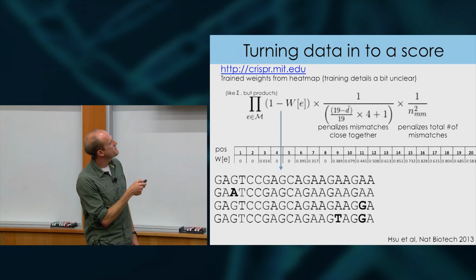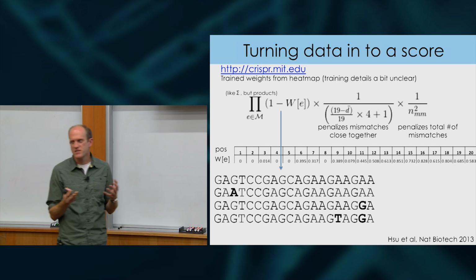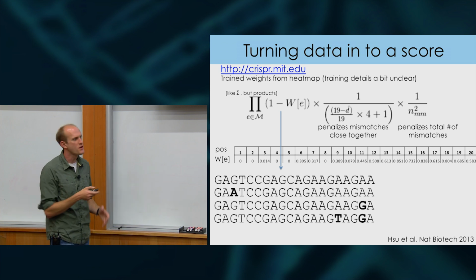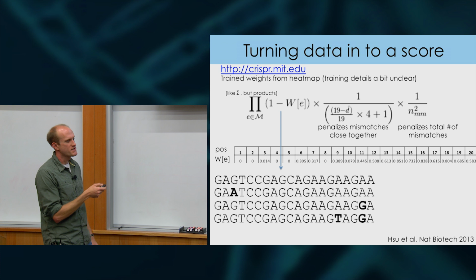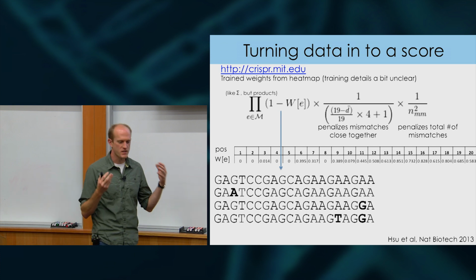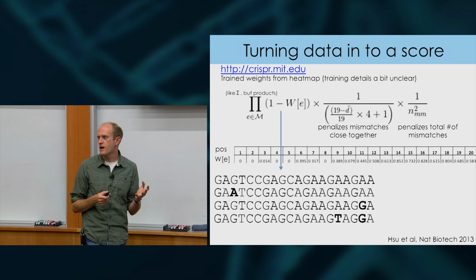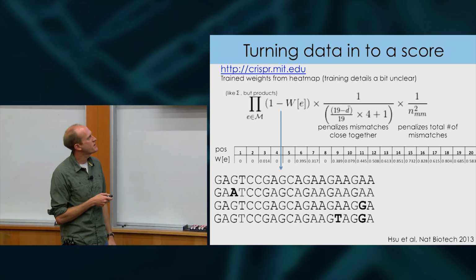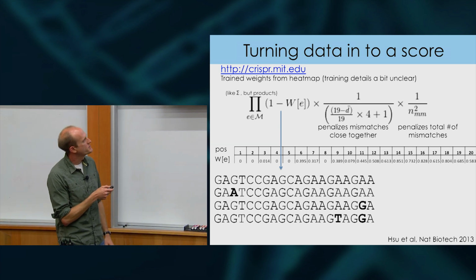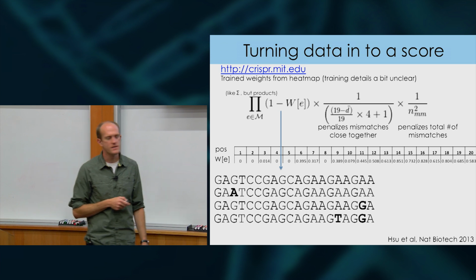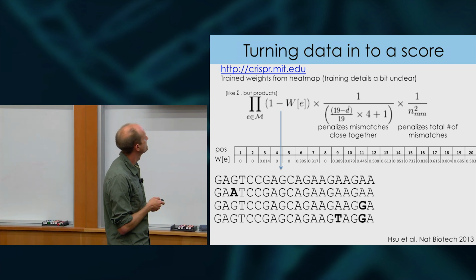This penalizes mismatches that are close together. So this is just a heuristic term, so to speak. There's no sort of theory behind this. They just chose an equation that would give you something based on a distance, and this penalty goes up if you have mismatches that are close to each other. And this penalty goes up as the total number of mismatches increases by the square of the number of mismatches.